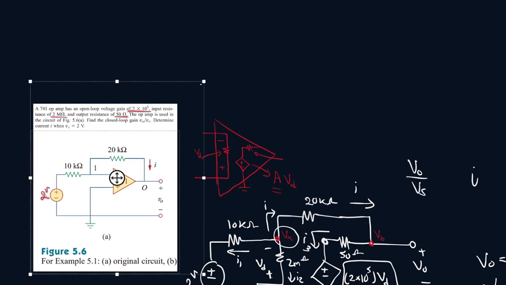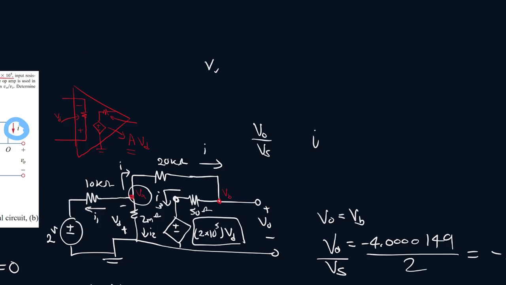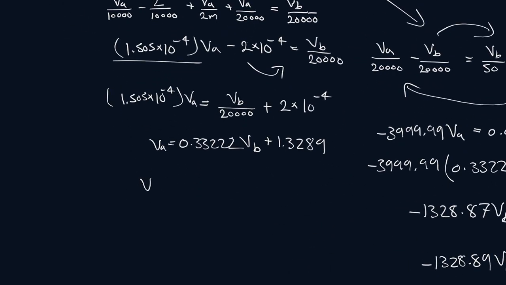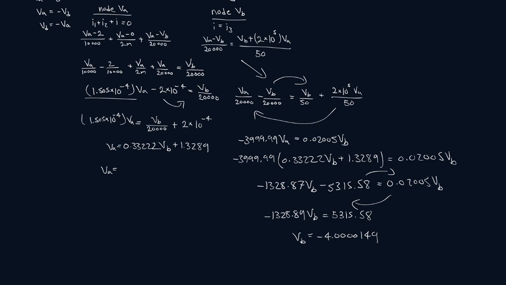Now they want us to find the current, which is this current. So we see it will be equal to VA minus VB all over 20,000 ohms. So let's solve for VA quickly. Let's just plug in VA, so 0.33222 times minus 4.0000149 plus 1.3289.